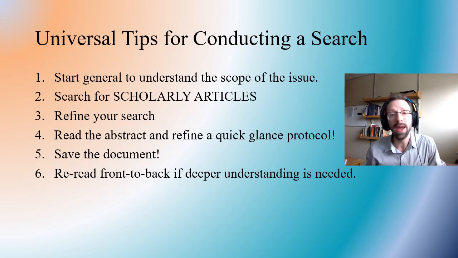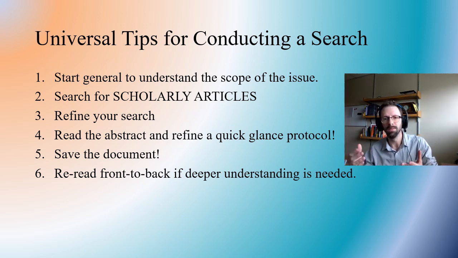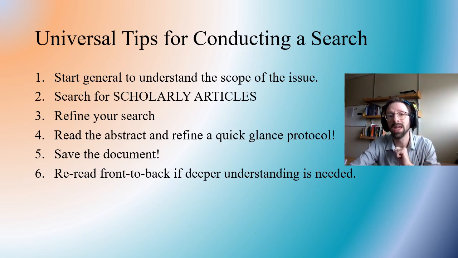Let's move on to the actual tips for conducting a search. Here are the 6 tips I'm recommending for this technique I'm referring to as a quick glance protocol. Now, we're going to go through these individually. 1, start general to understand the scope of the issue. 2, search for scholarly articles, not just Wikipedia pages.